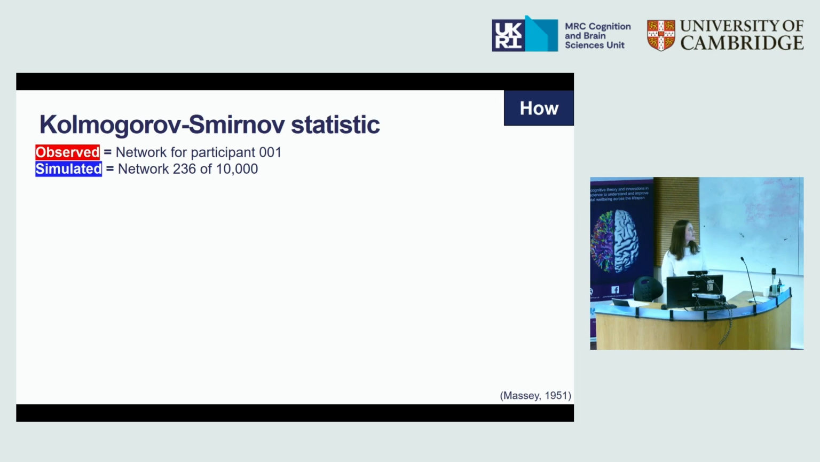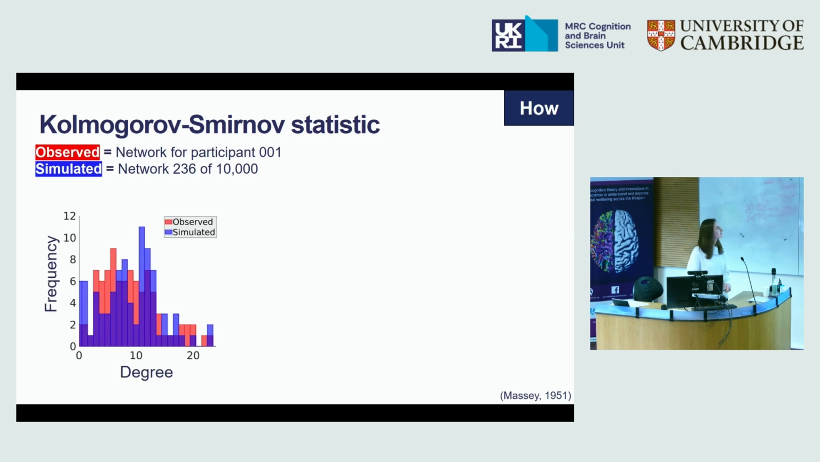What this is doing is it's taking one observed network, so for example, participant 1, and one simulated network. It could be, for example, 236 out of our 10,000, and it's comparing these on this metric, specifically degree. And so we could plot out the frequency of degree, which, if you remember from the beginning, is a local measure that will have a measure for each region. So if we were using a parcellation of 90, we would have 90 measures per network. And we want to compare these two networks.